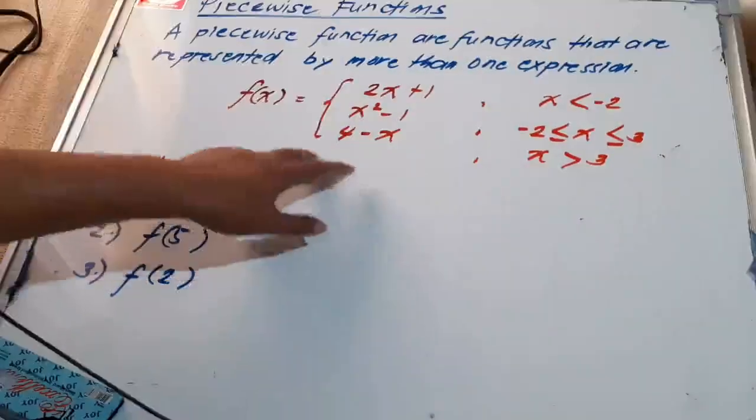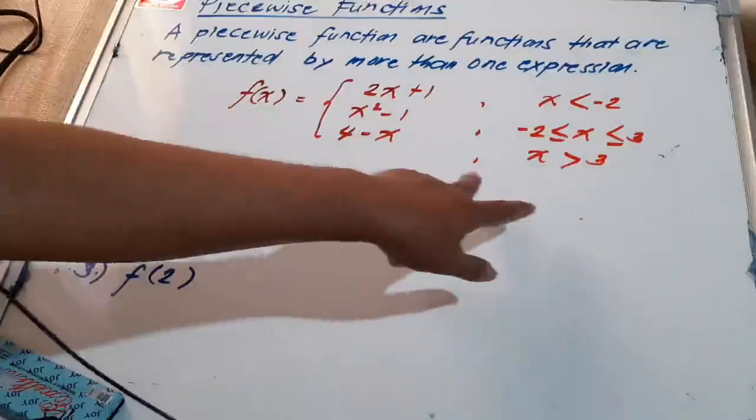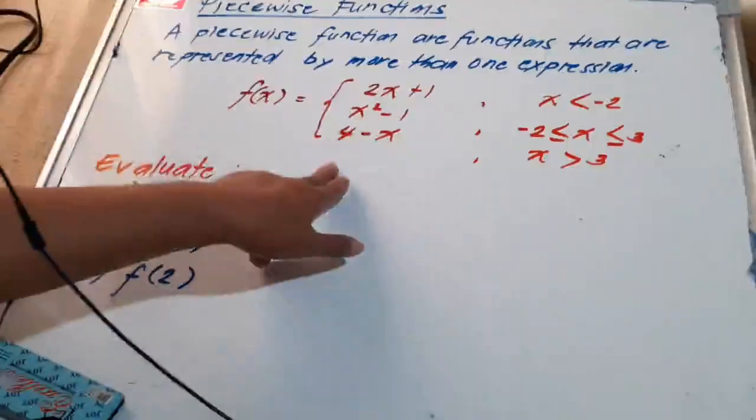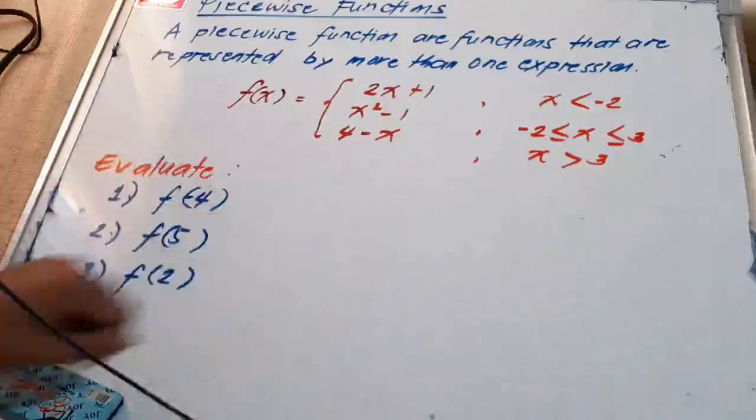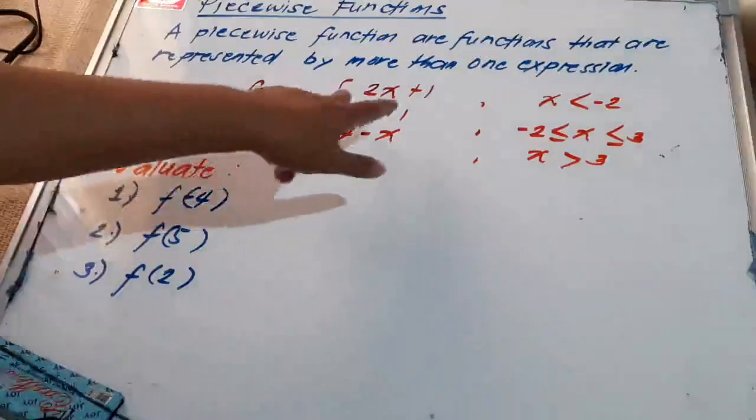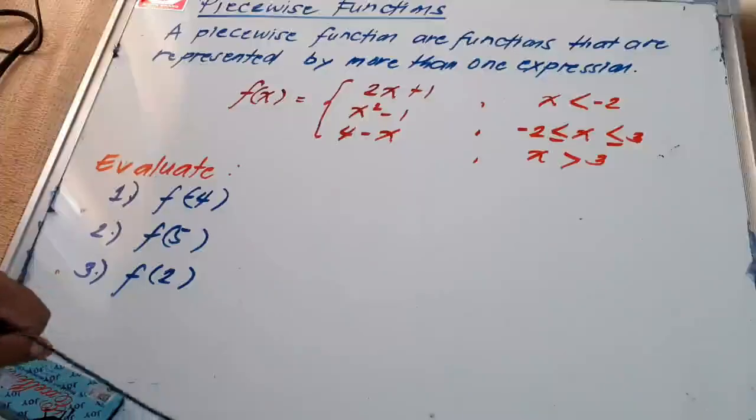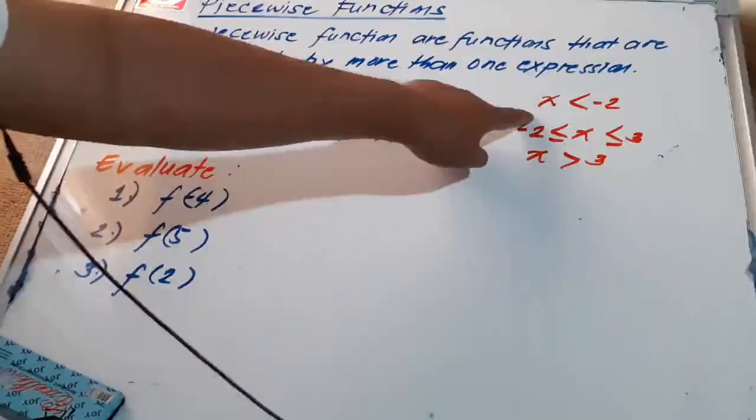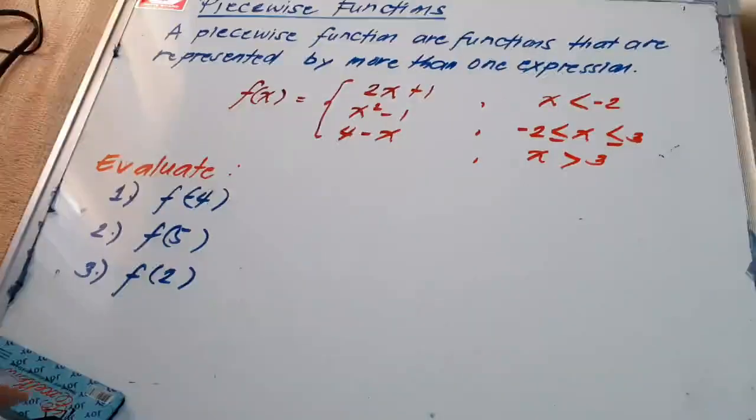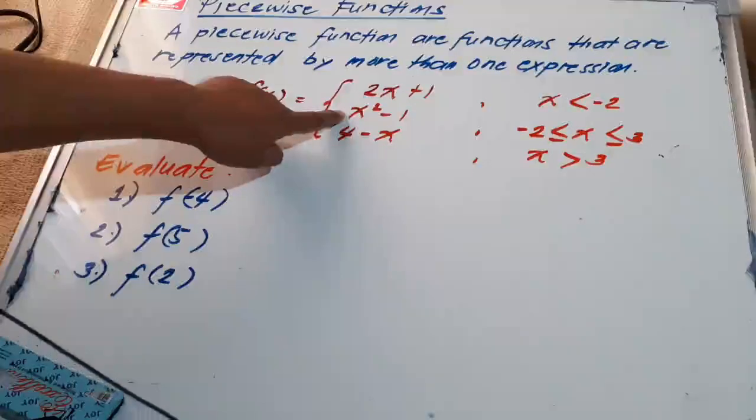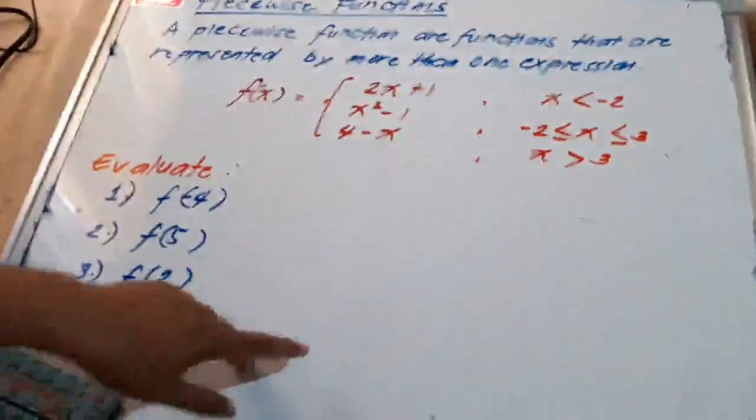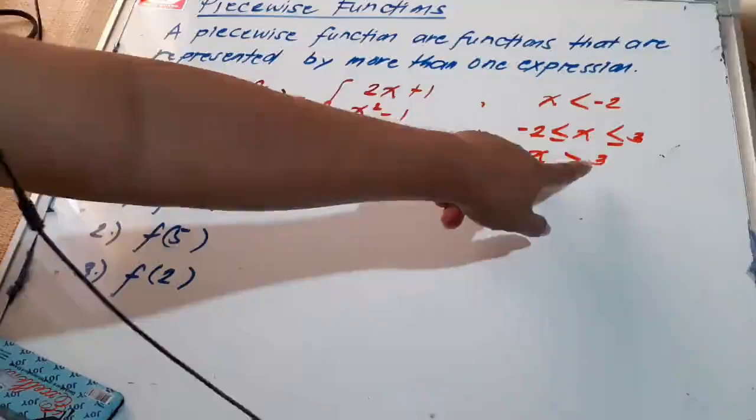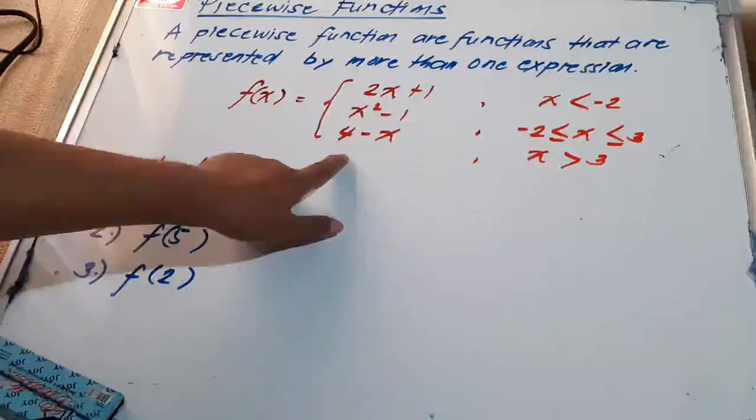Now, aside from these three expressions ng ating piecewise functions, these expressions are bounded by conditions. Okay? For the first expression, 2x plus 1, the condition is x should be less than negative 2. And the second expression, x squared minus 1, the values of x lie from negative 2 to positive 3. Okay? And the third expression, 4 minus x, x should be greater than 3.